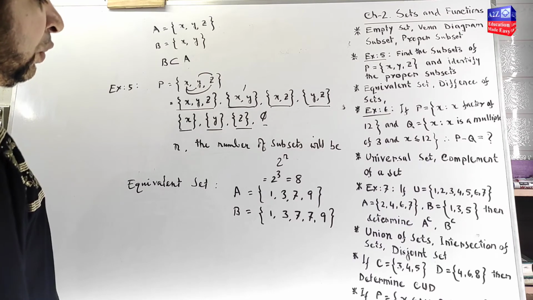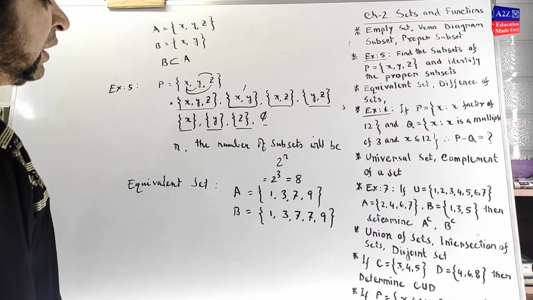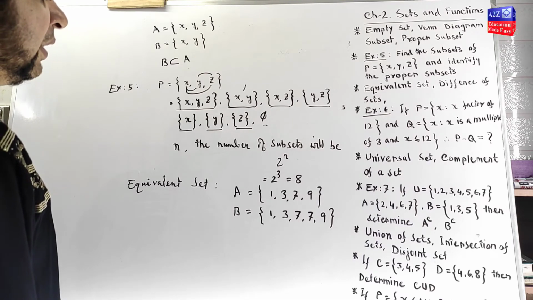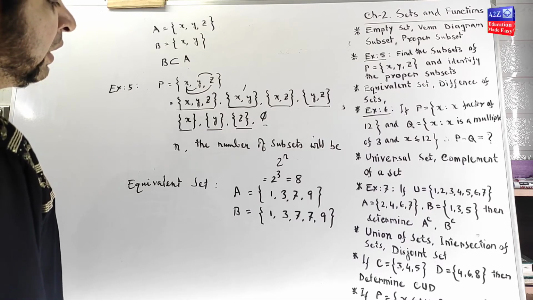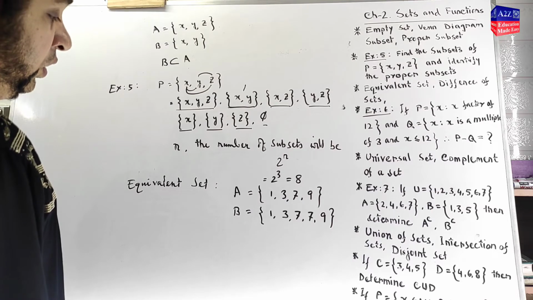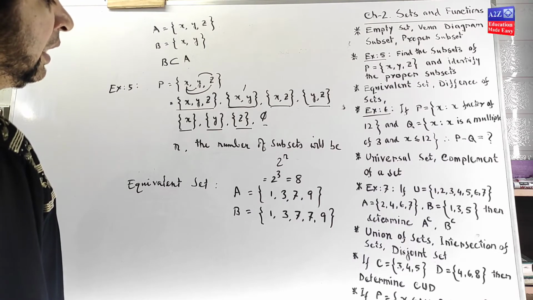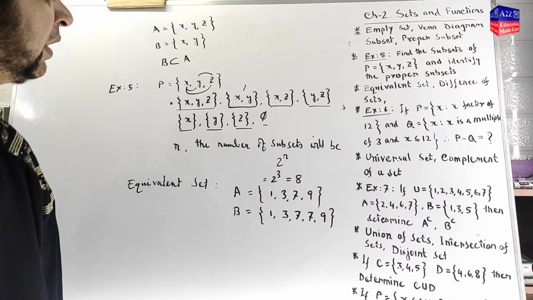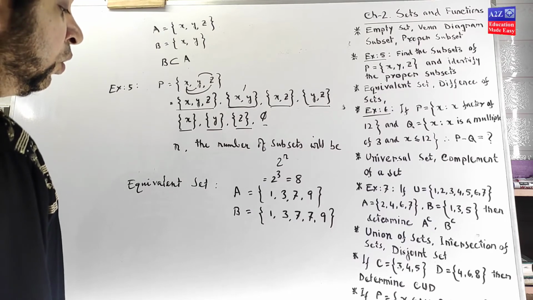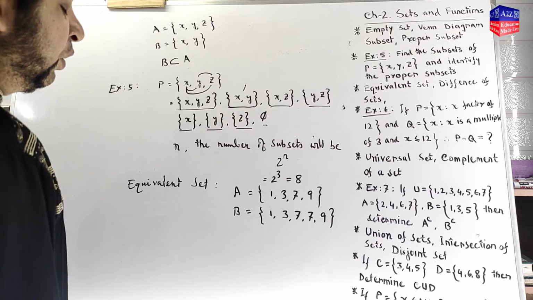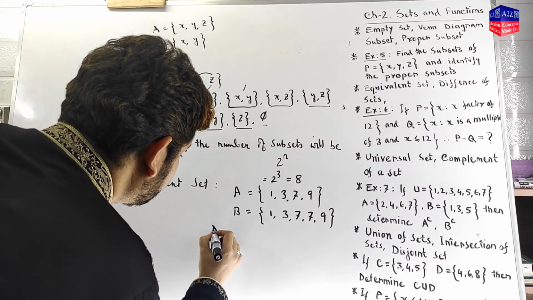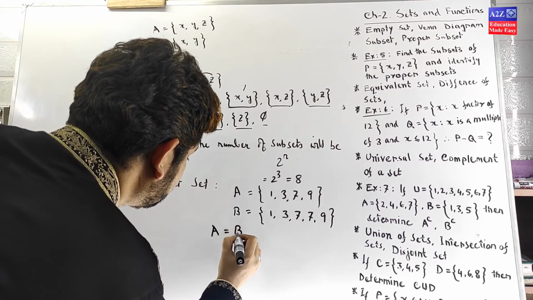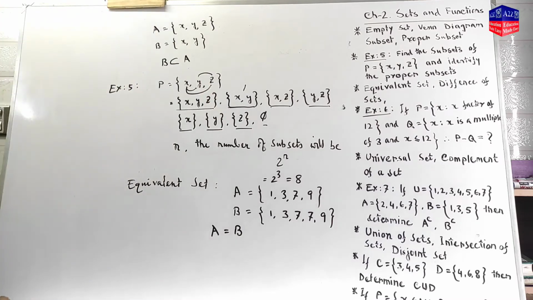A contains 4 elements and B contains 5 elements, but there are some similarities. Both the sets contain exactly the same elements, though the numbers are different, but the elements are the same: 1, 3, 7, 9. So both the sets A and B are equivalent to each other. So I can say A equals B. I mean A is an equivalent set to B, or B is an equivalent set to A.